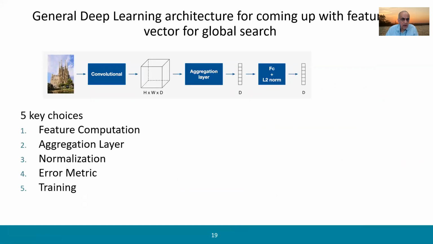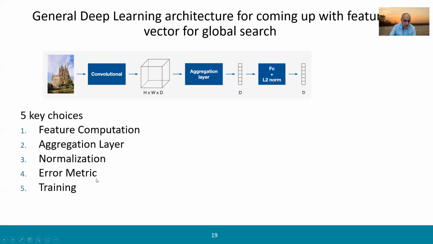So a general deep learning based architecture for global search, these are the steps. You have some kind of convolution happening. Then you use that to compute features. Then you do some kind of aggregation. And then you do some kind of normalization of it. And this is the vector which you get to represent the image. And then you're going to train a neural network where you're going to train all the weights for this convolution, aggregation, normalization, etc., to come up with the best feature vectors for this image.